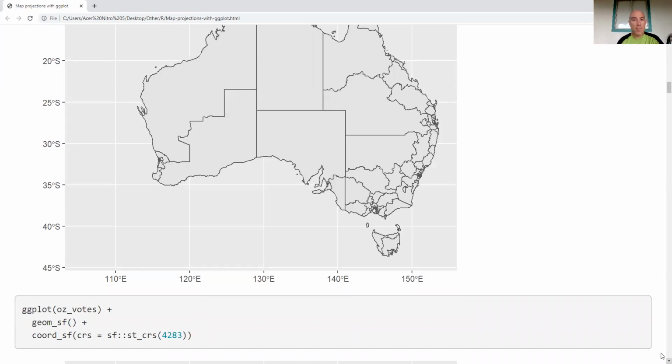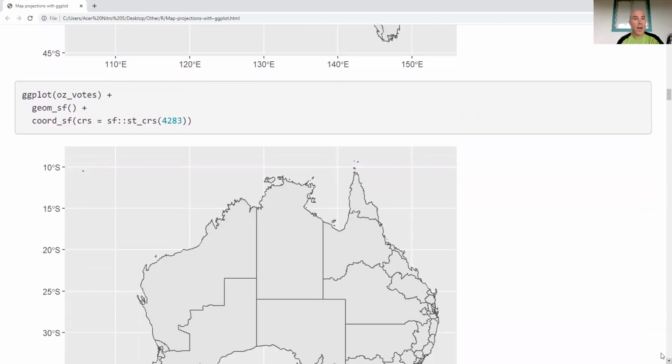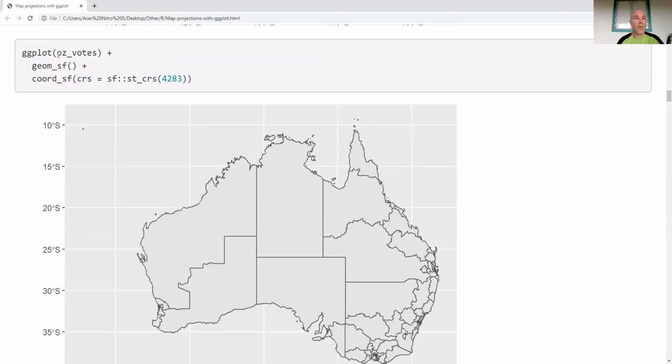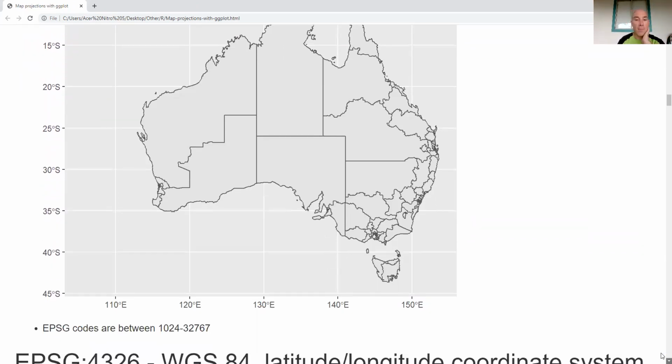Now, this time, and I personally can't really see a difference, but this time I'm going to plot the same data set, use the same geom, but this time I'm going to specify my coordinate reference system. So I'm specifying I want the 4283 coordinate reference system, and boom, we've got it.